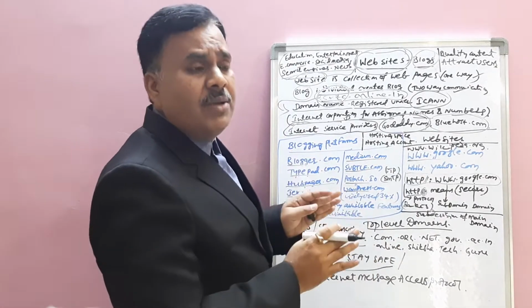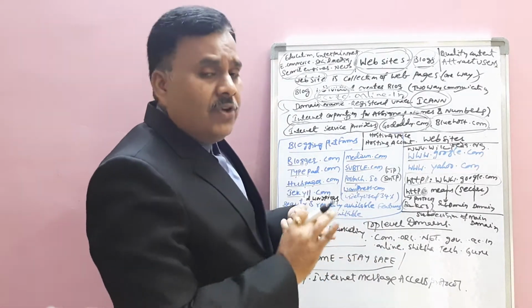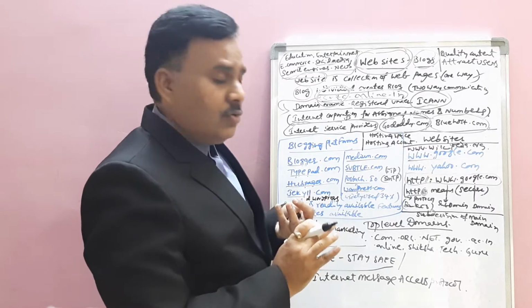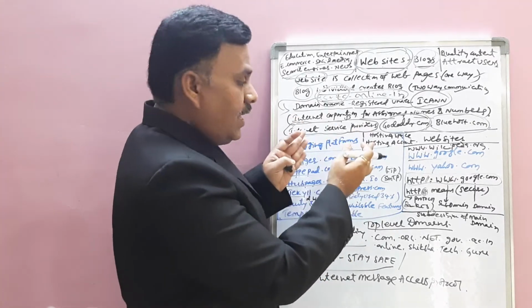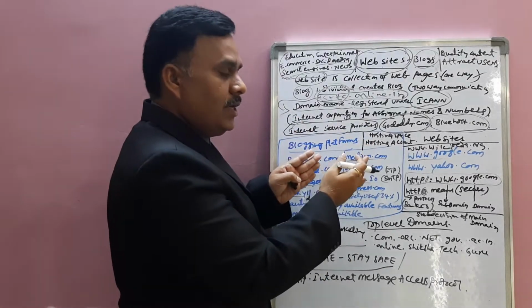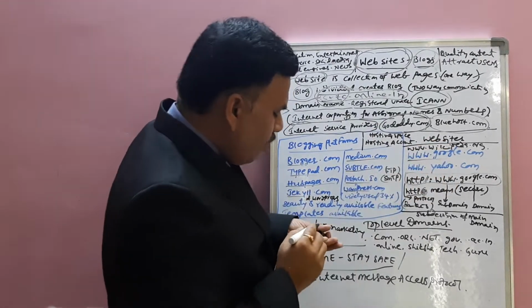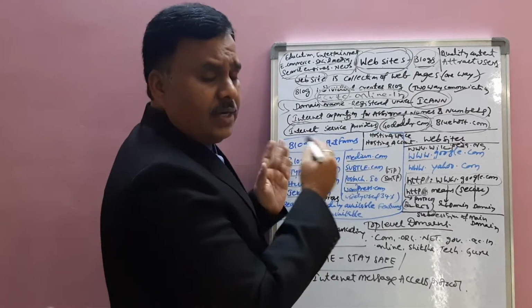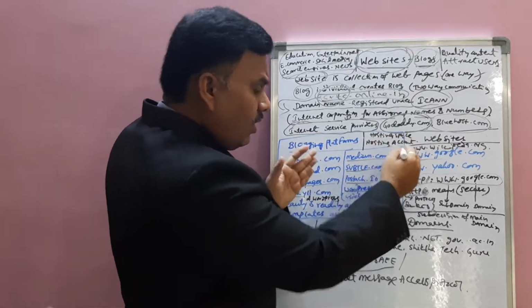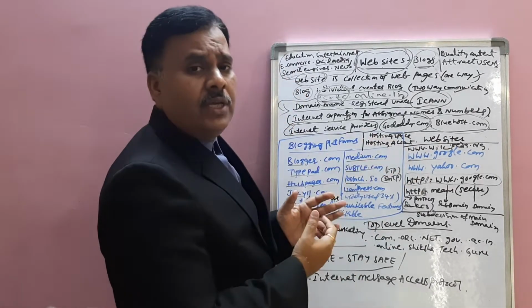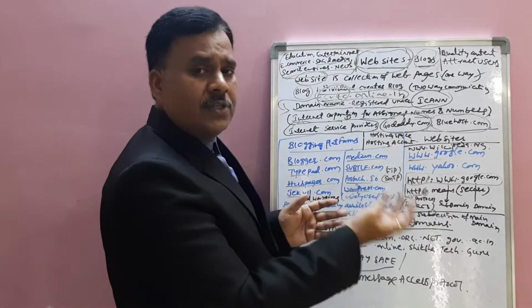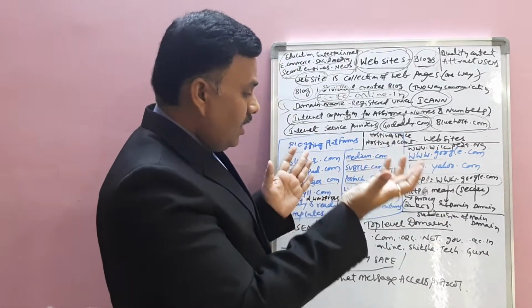These domain names are for 1 year, 3 years, or lifetime. We need to pay the money to ICANN or to providers like godaddy.com or bluehost.com. Once we pay the domain name amount, they will give the services for 1 year, 3 years, or lifetime.